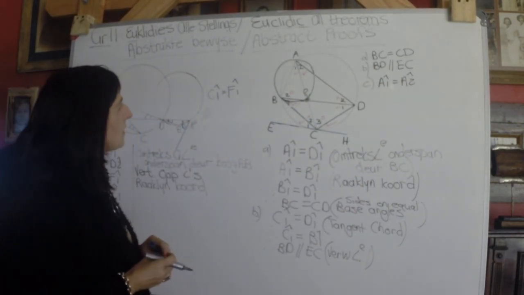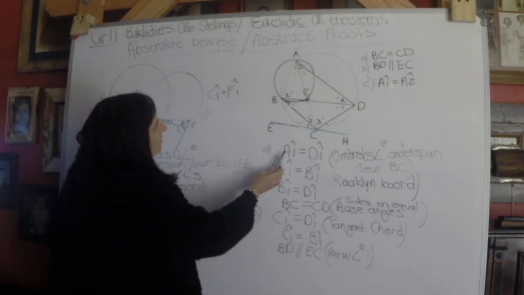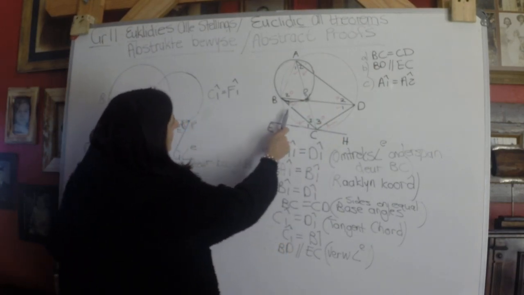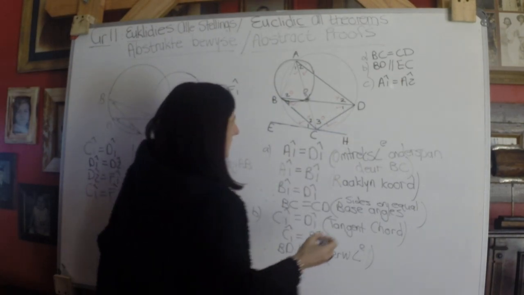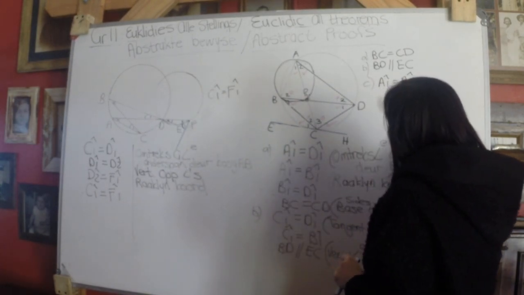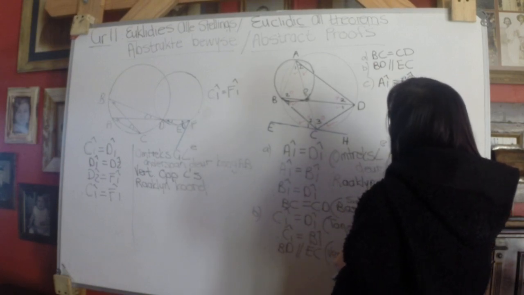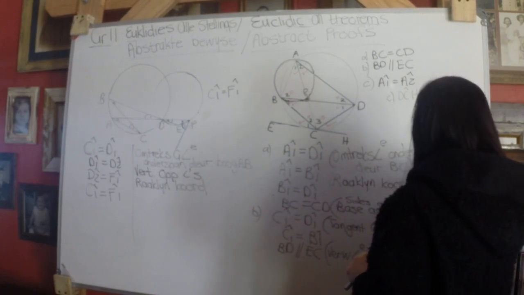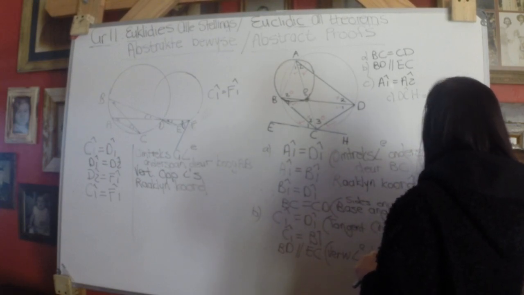Laaste vraag is hulle vra, bewys dat A1 gelyk is aan A2. Ek het klaar bewys dat A1 gelyk is aan D1. Goed, let's do number C over here. I can say that DCH equals A2. That's tangent chord.